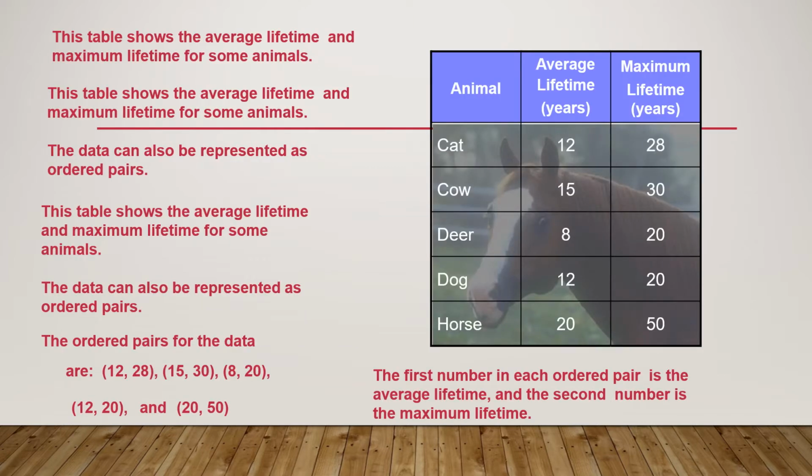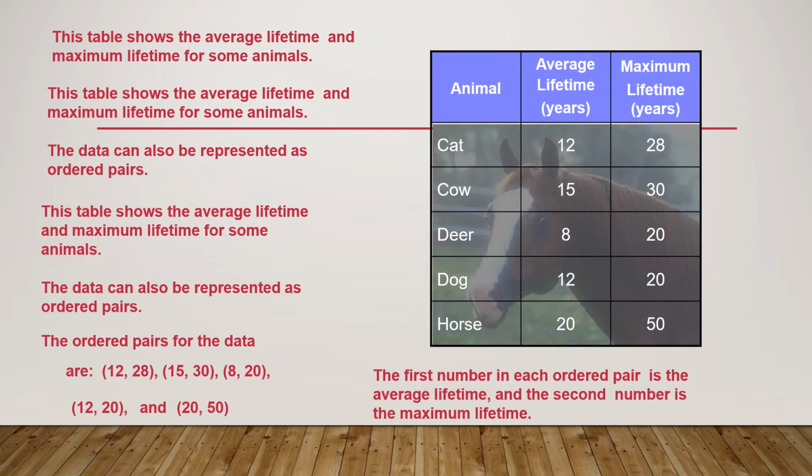Students, here you can see one table. In this table, average lifetime and maximum lifetime is given. We have discussed about these animals: cat, cow, deer, dog, and horse. For the cat, the average lifetime is 12 and maximum lifetime is 28 years.